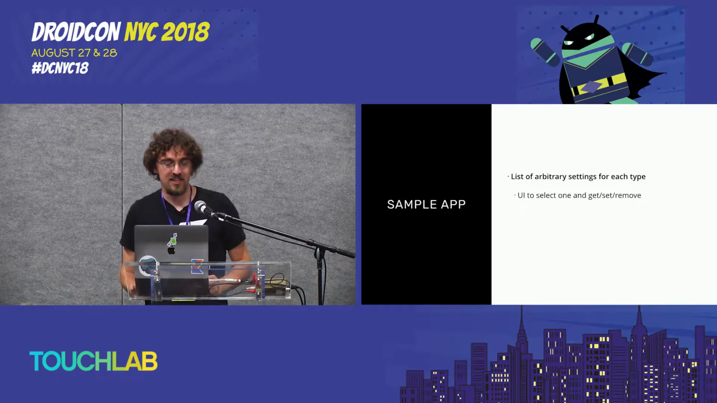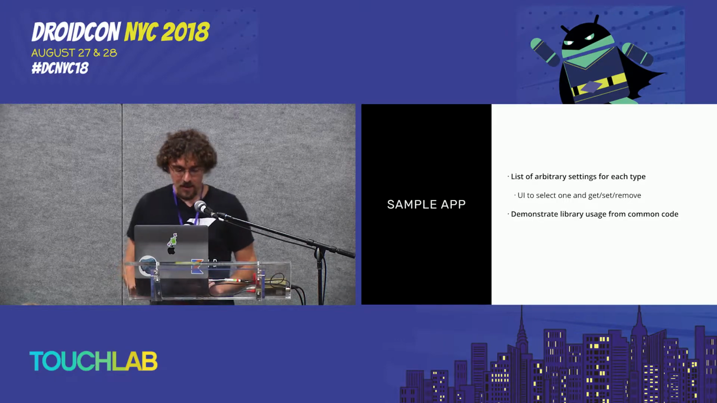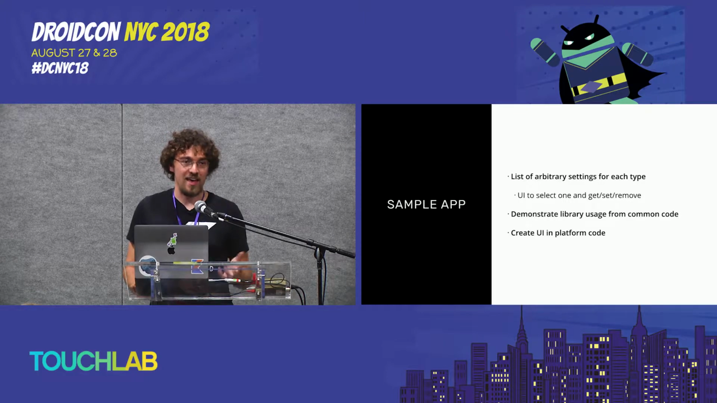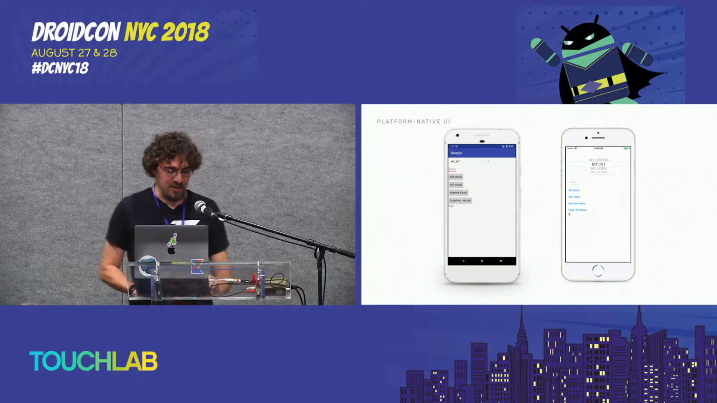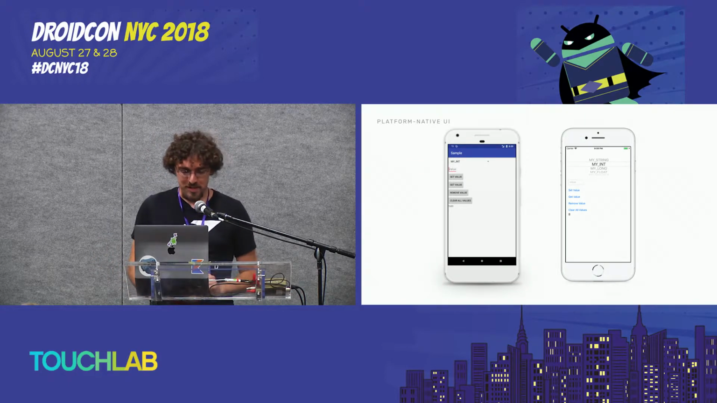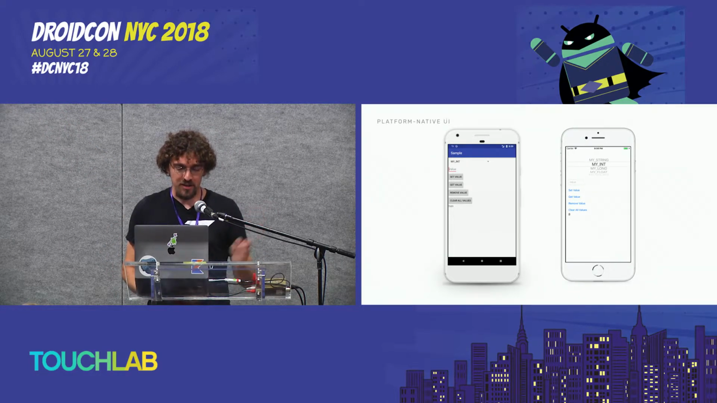So what my sample does, it's basically just a simple list of one setting of each type and a UI to get and set them. So the idea is show how to use the library from the common code and build a normal UI at the platform level. So this is what it looks like when you run it. Just a simple bare bones API. At the top, you can select the different keys that you want to use. You can input a value, some buttons to do their operations, and a little output field. I'm not going to show you the actual platform code here because it's not any different than what you normally write to build this UI, which is the point.